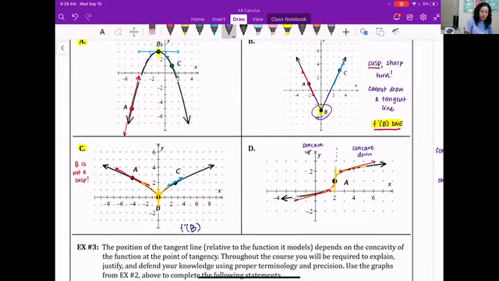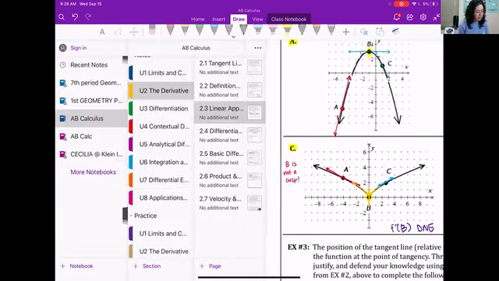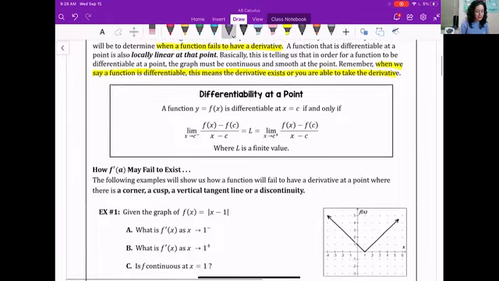Same thing here on example C. At that point B, where there's the vertical tangent line, the slope is undefined. The derivative is undefined. It's non-differentiable. Same thing on part D. Right here at point A, I have the vertical tangent line, the slope is undefined, the derivative is undefined, it's non-differentiable. Okay, so this is what we're going to be talking about today.